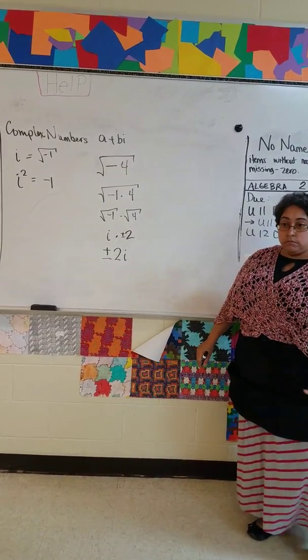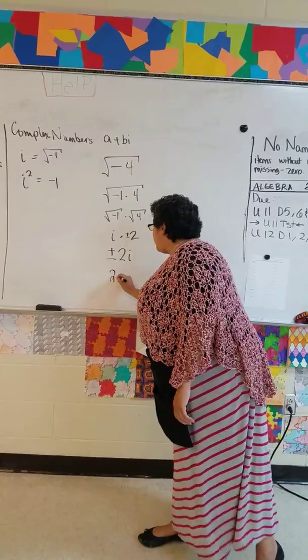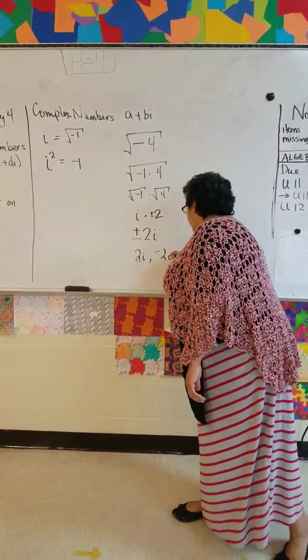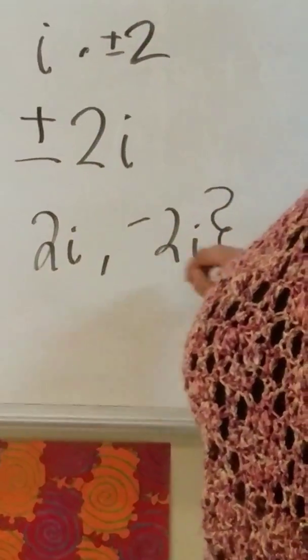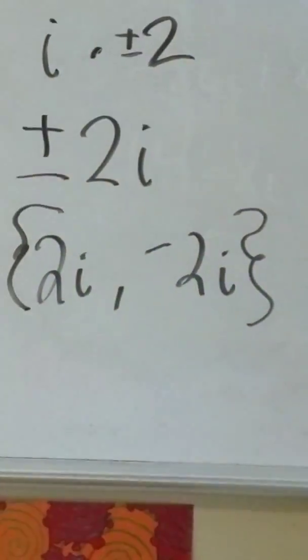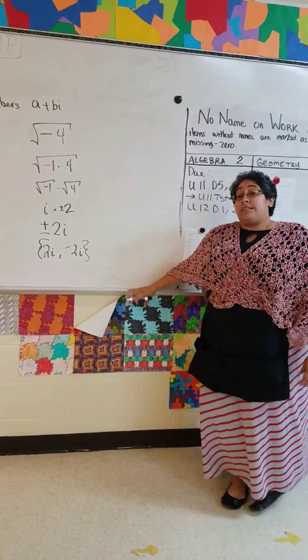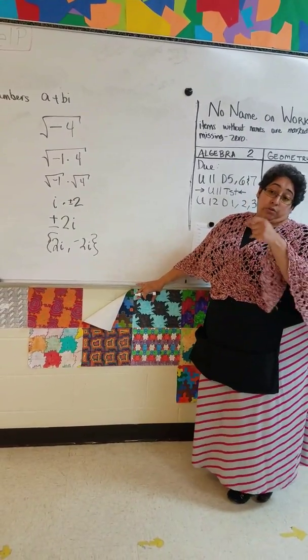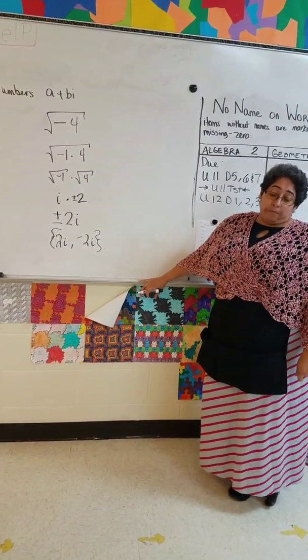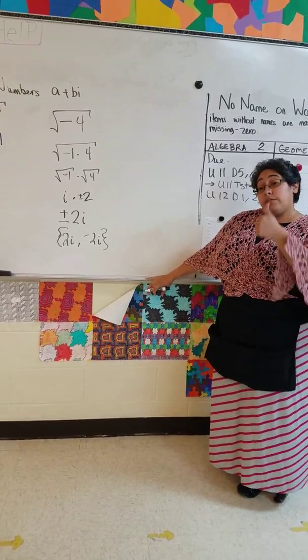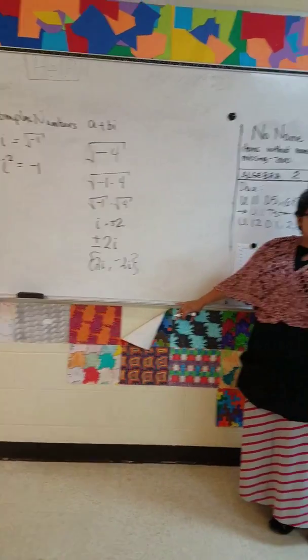Could you write it separate? Sure, if I wanted to write it separate, I could, and it would look something like that. I might want to consider putting the squiggly brackets so that I'm saying it's the collection of these numbers, and not like I mean you to graph it on a piece of graph paper. Great question.